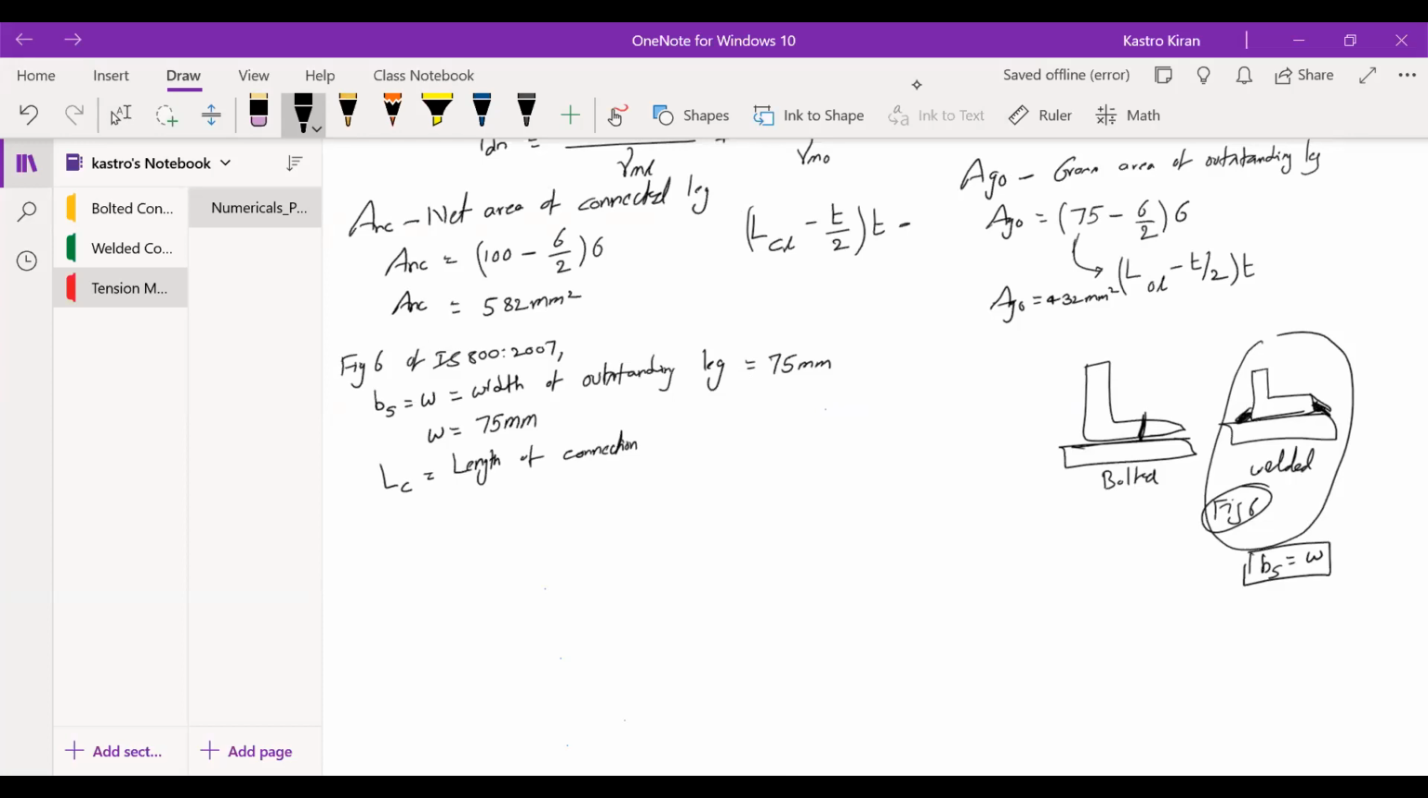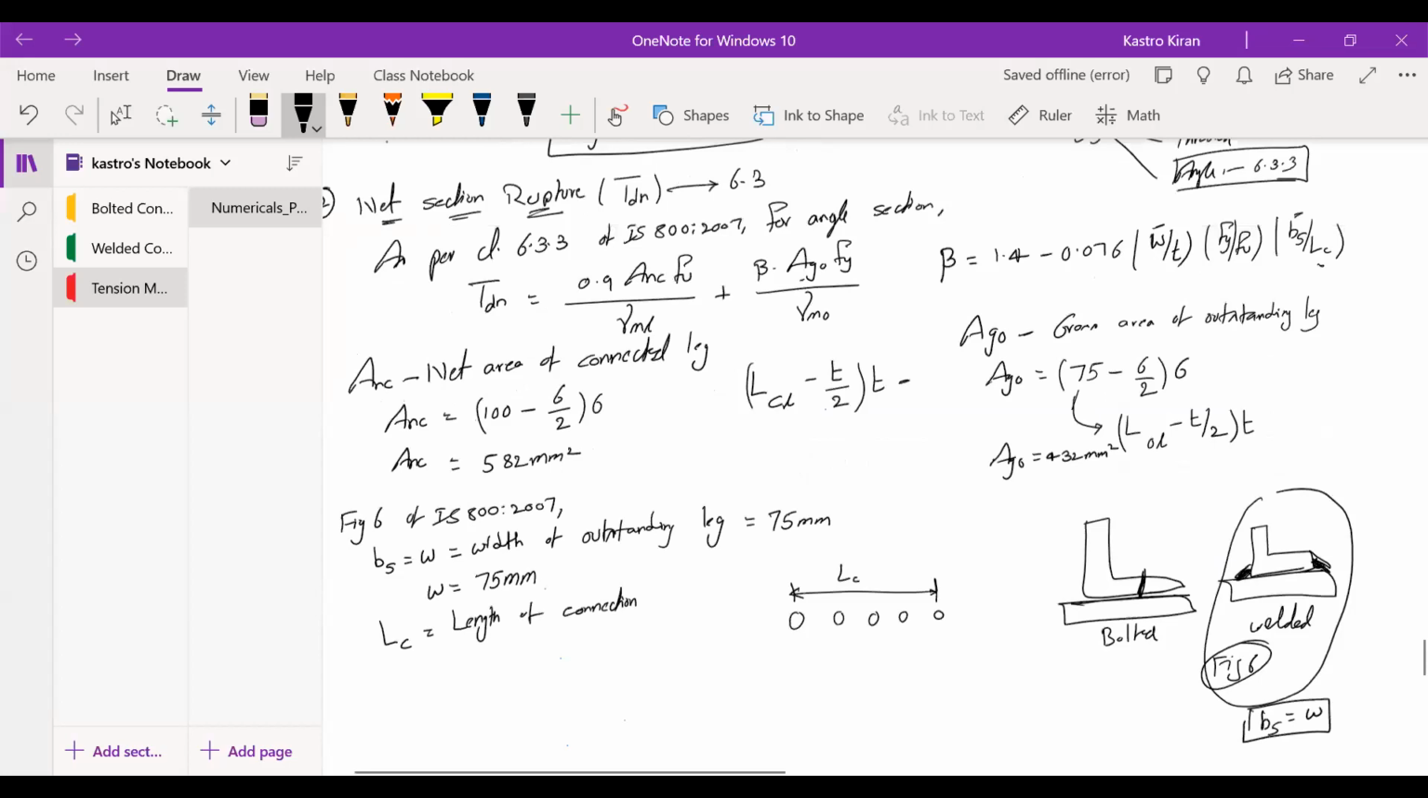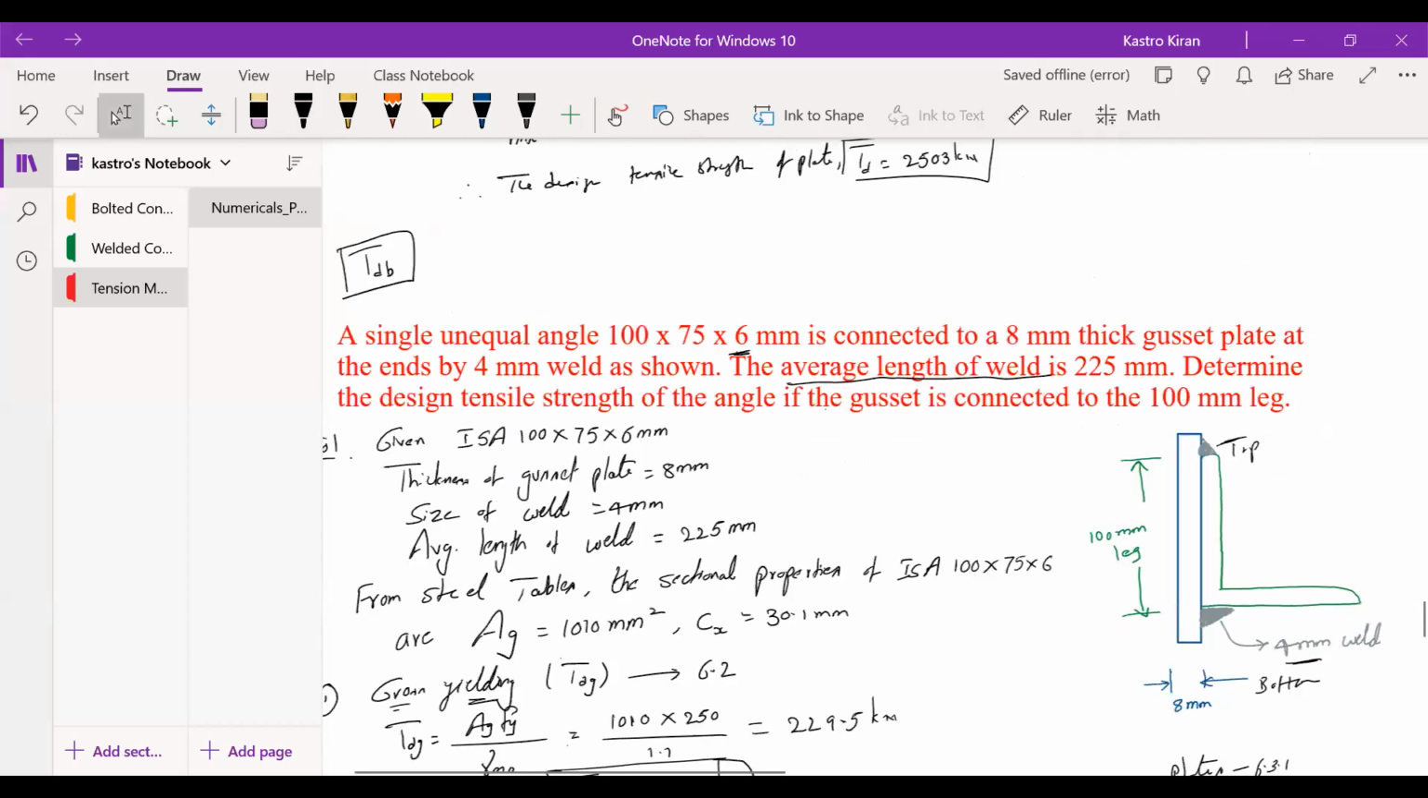When you're solving for length of connection, just go back to the concepts of bolted connection problems. What we have done while solving the bolted connections is we have taken the center to center distance of the extreme first bolt to the extreme last bolt. But in welded connections, we don't have any bolts, we have the welds. So if you go to the question, the average length of weld is given as 225 mm.